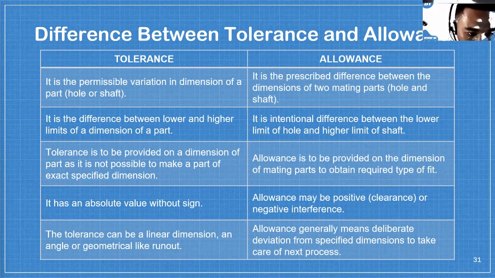Next, it is an absolute value without sign. As allowance, it may be positive or negative allowance. Kasi sa tolerance, meron tayong tinatawag na bilateral, unilateral. Tapos sa allowance naman, meron tayong positive allowance and negative allowance or tinatawag nating interference fit. So next, the tolerance can be a linear dimension, an angle, or geometrical like runout. Allowance generally means deliberate deviation from specified dimension to take care of the next process. Next.